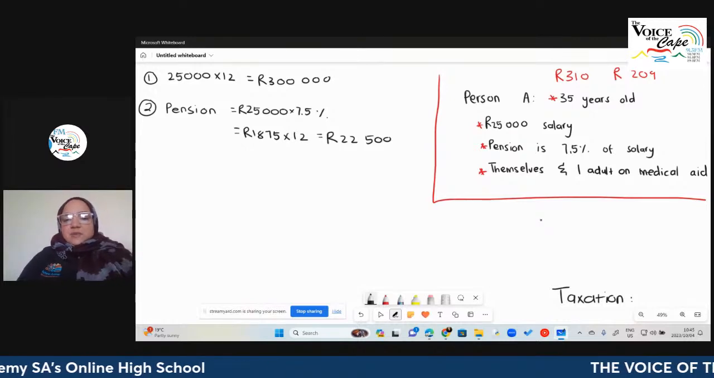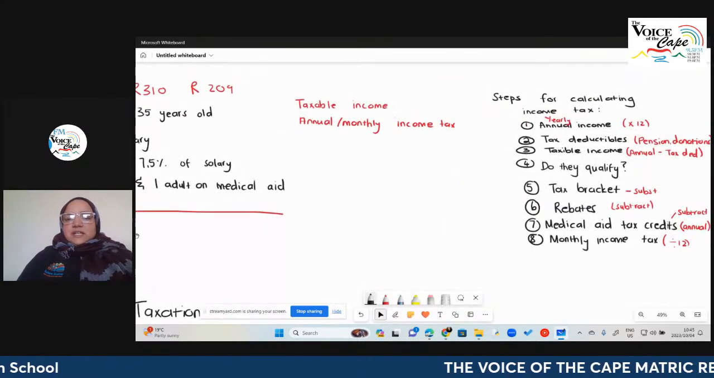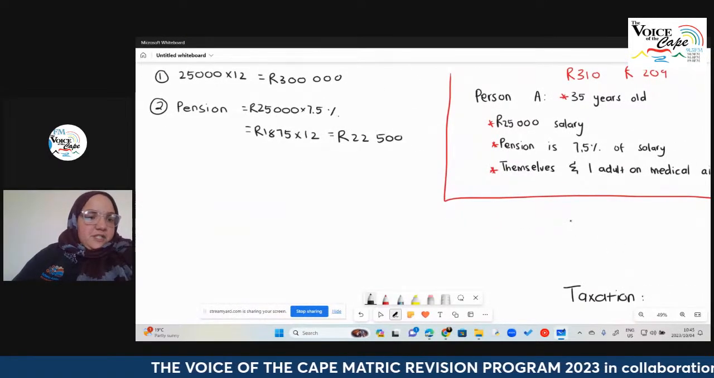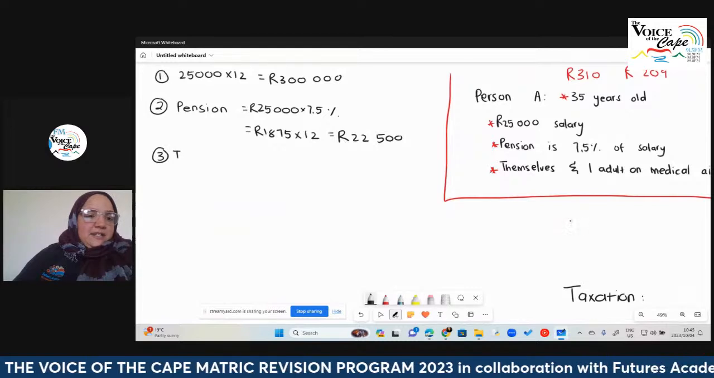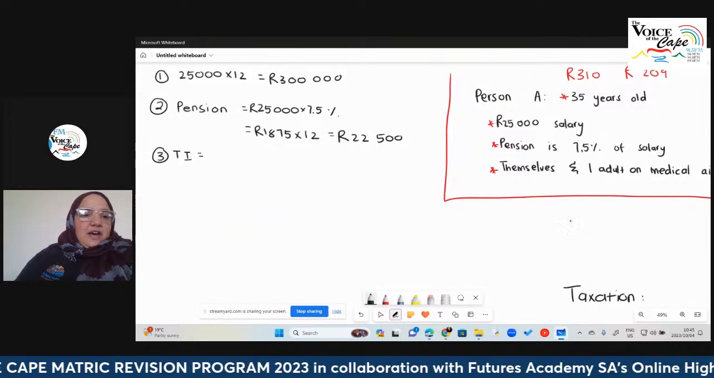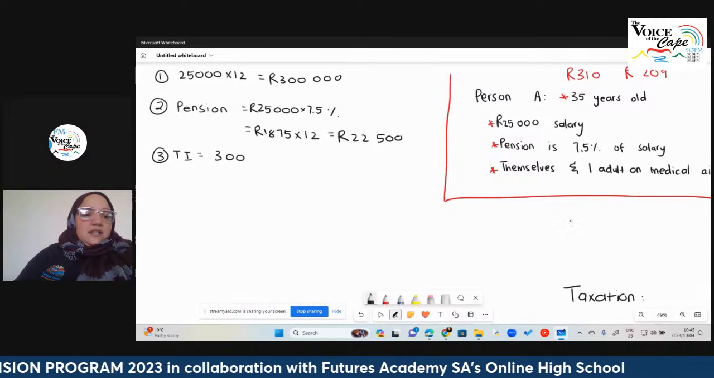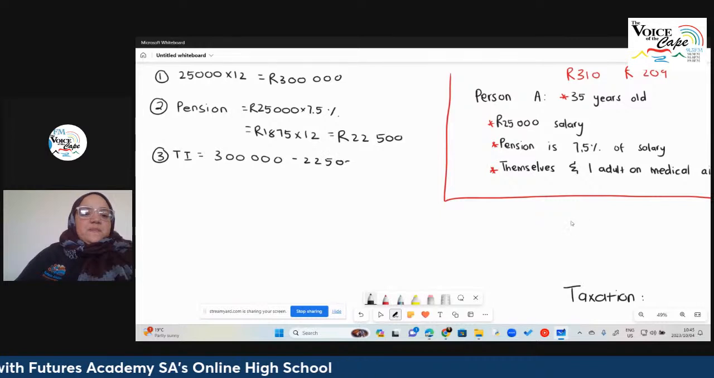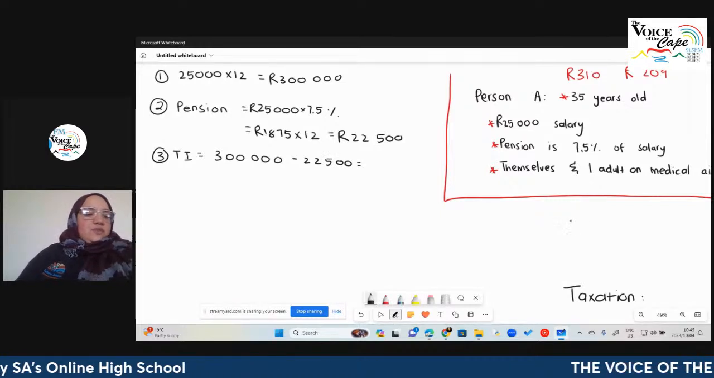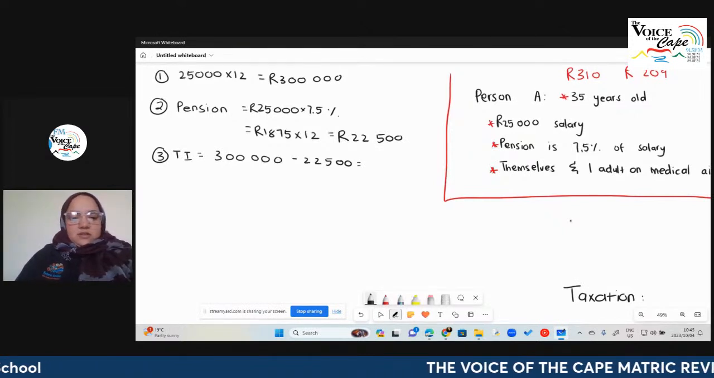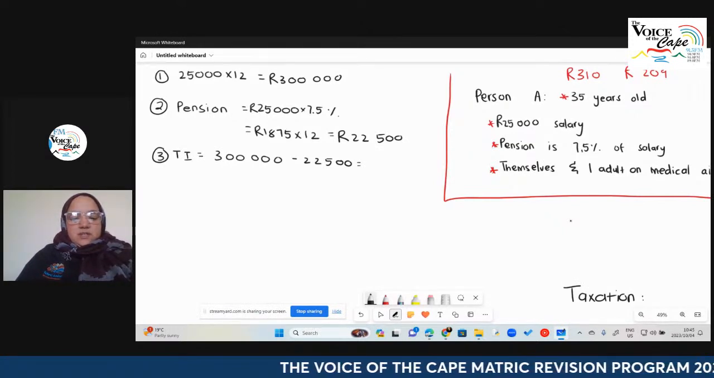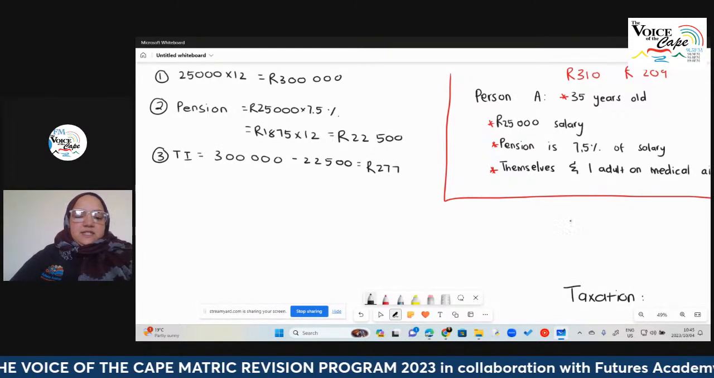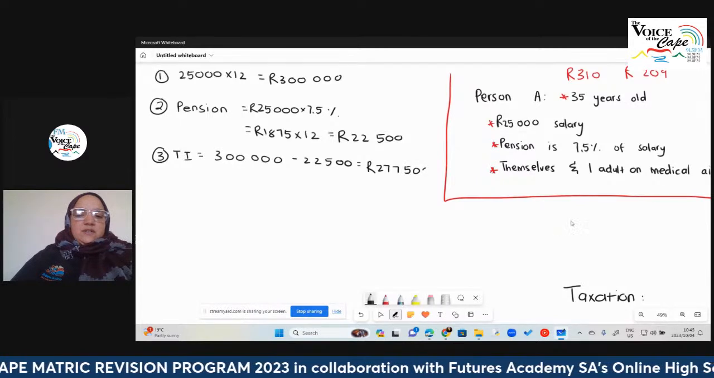The next step, if we look at our table, is to calculate your taxable income. I'm just going to abbreviate taxable income to TI. That's going to be our gross salary minus our deductibles, which gives you 300,000 minus 22,500, which is 277,500.